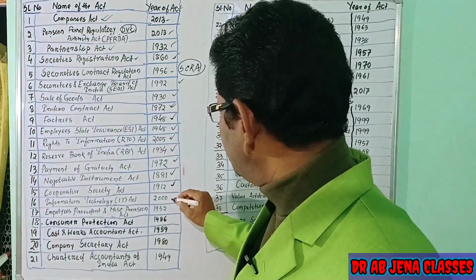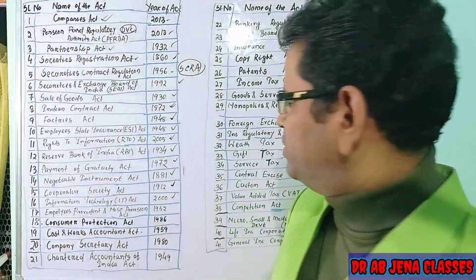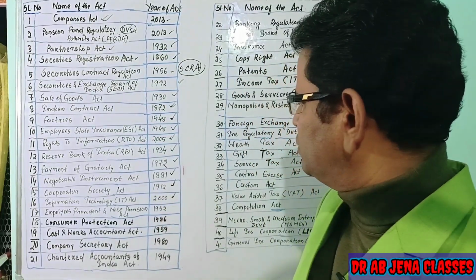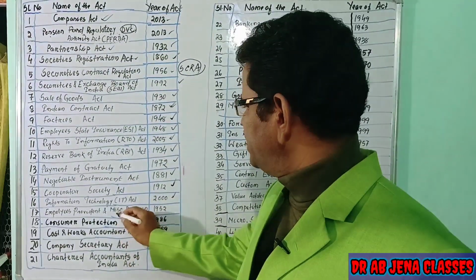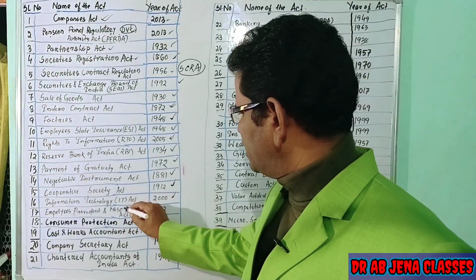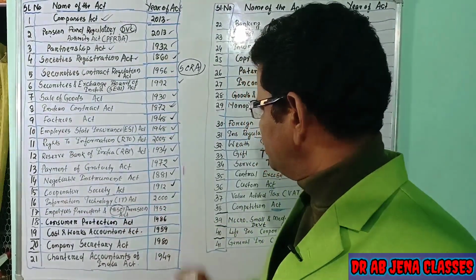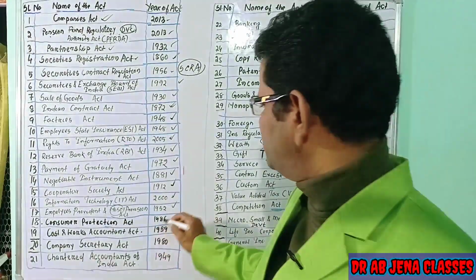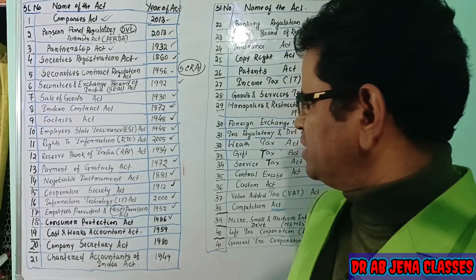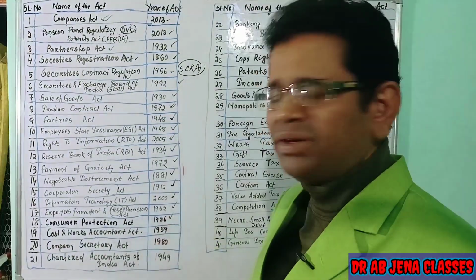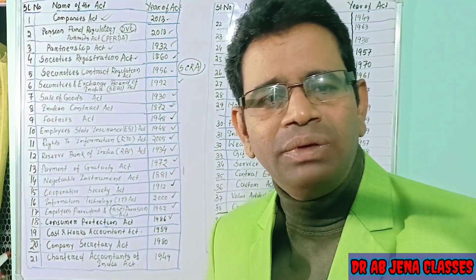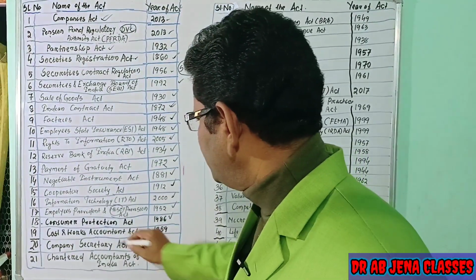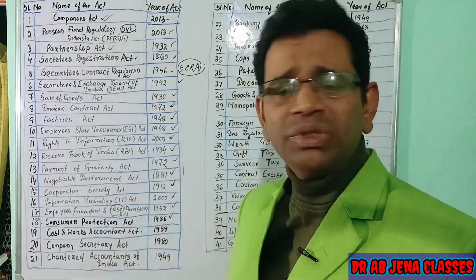Okay, next one is the IT Act, Information Technology Act. The year of the act is 2000. Then the Employees Provident Funds and Miscellaneous Provisions Act is 1952. Okay, next one is the Consumer Protection Act, CP Act, it's in 1986. So you are studying this in business law or commercial law.